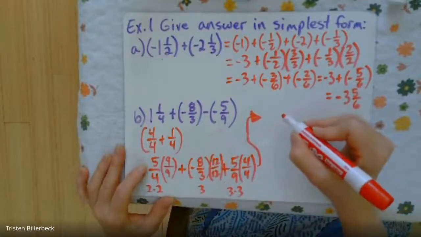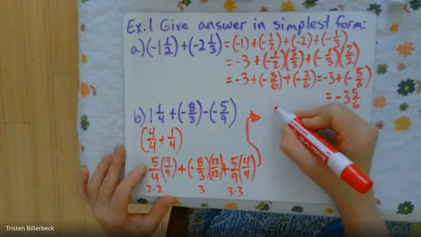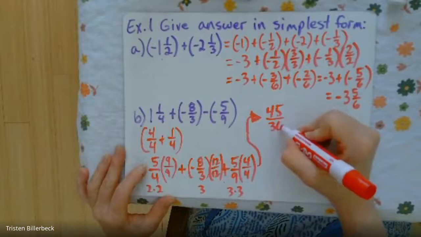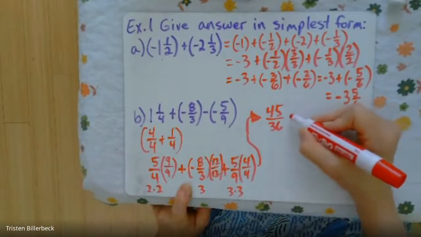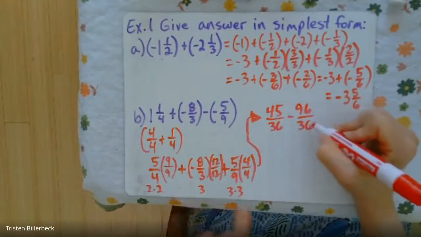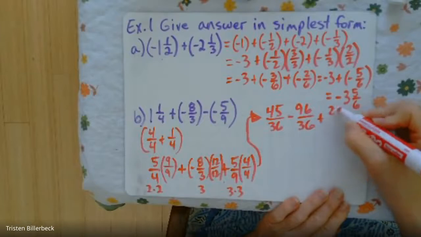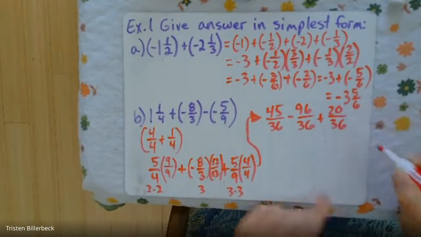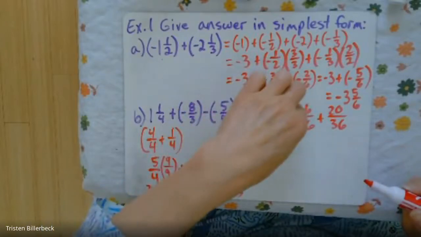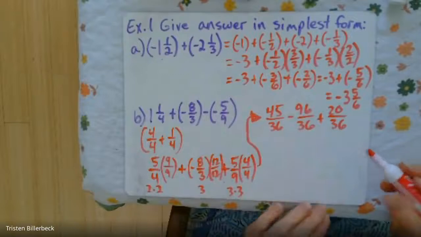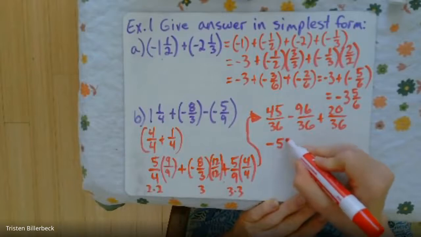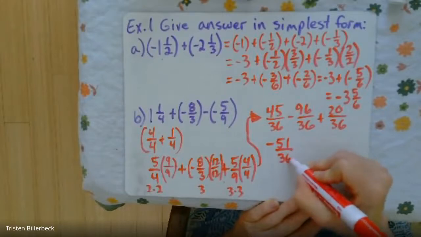5 times 9 is 45 over 36. We're subtracting this one, so minus, and that's 96 over 36. And then we're adding 20 over 36. Okay, so these are different signs, so we subtract and we keep the sign. 96 is negative, so it's going to be a negative number. So we have negative, and that's going to be 51 over 36.